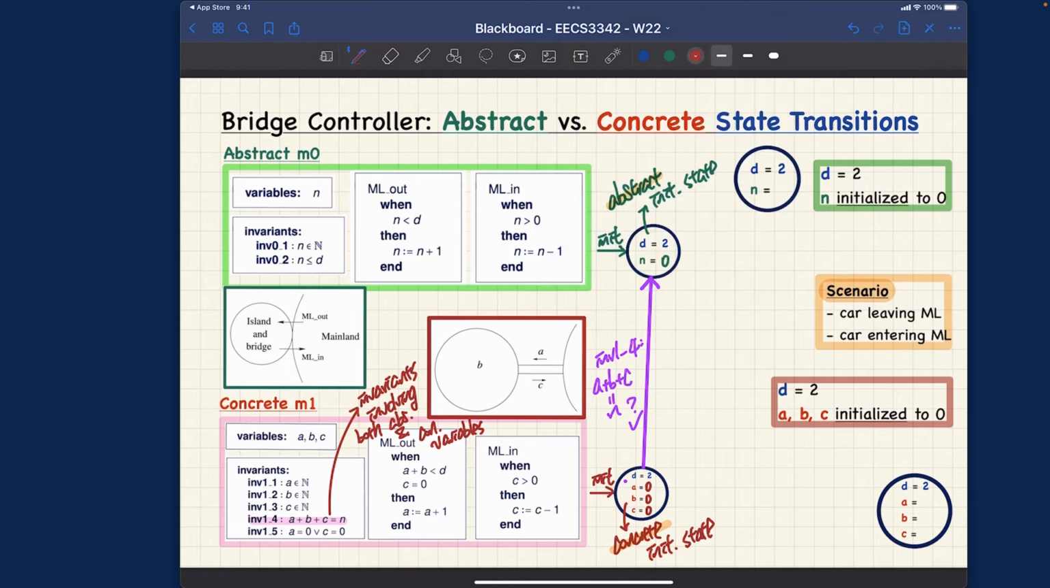So now we're actually going to make a state transition over here. Right? That one there is going to be ML out. Similarly, correspondingly, we can also make a corresponding state transition over here in the abstract state space. That one there is also going to be ML out. Right? And both of them are going to result in some post states in both the abstract state space and also the concrete state space. Okay?